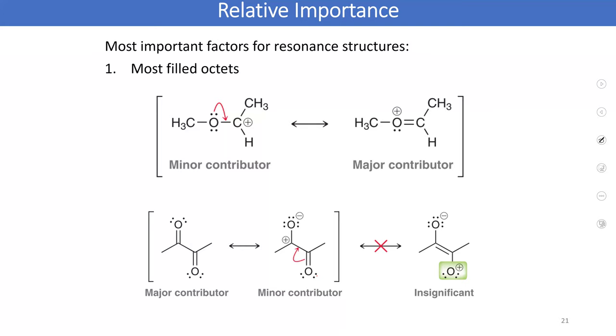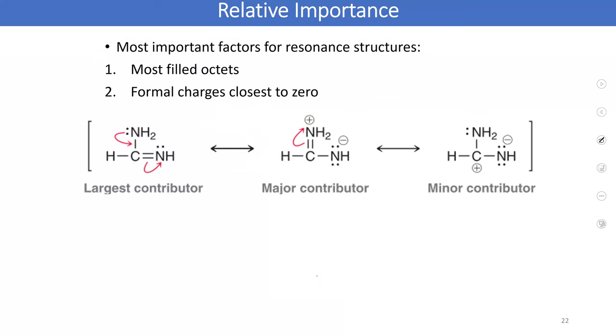So in that case, I'm not going to be that picky. If you wanted to rank all three of these and say major, middle, minor, you can draw this by following all of our rules though, so I'm not going to mark this as incorrect, as long as you label it as being insignificant, or at least significant out of these. All right. Formal charge is closest to zero.